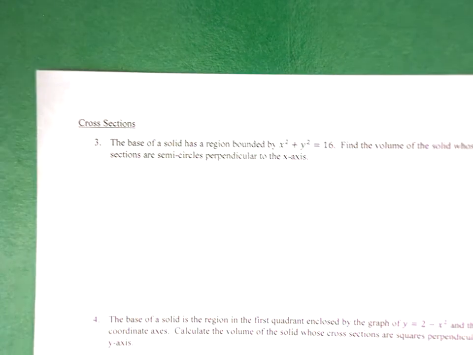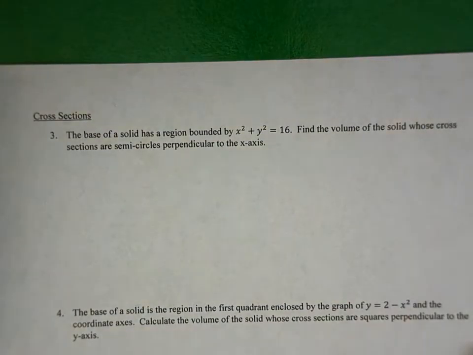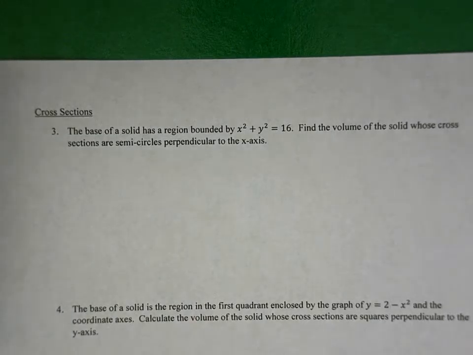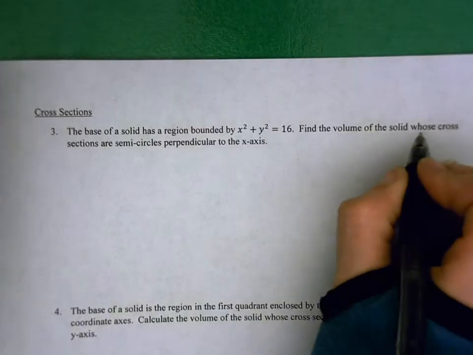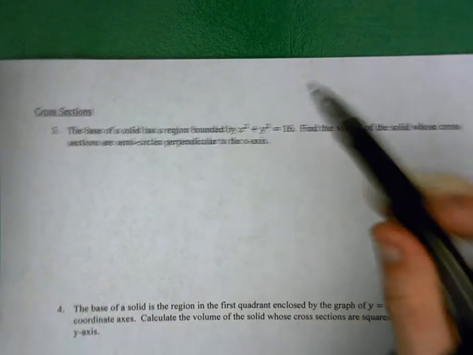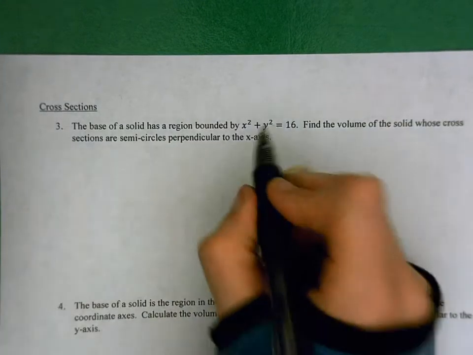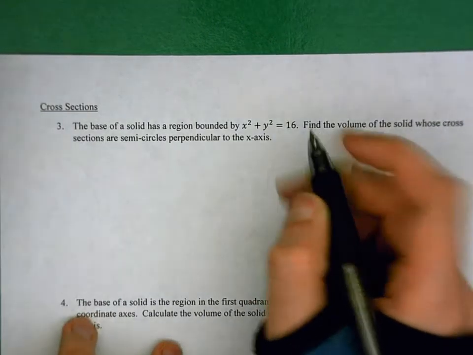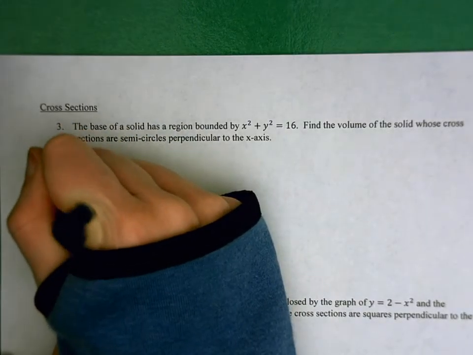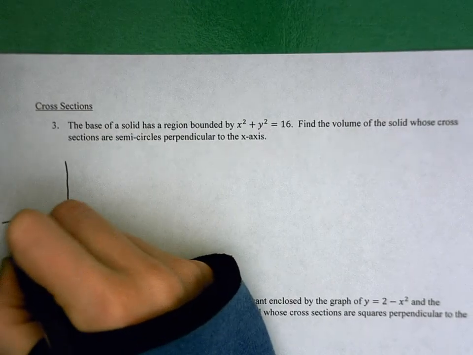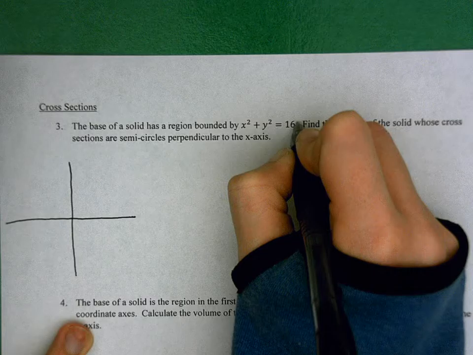Okay, last sections. We've done area, we've done volume, cross sections. Okay, number 3, the base of a solid has a region bounded by x squared plus y squared equals 16. Find the volume of the solid whose cross sections are semicircles perpendicular to the x-axis. So I'm going to start with graphing that. I know that that's a circle with a radius of 4, because 4 squared is 16.